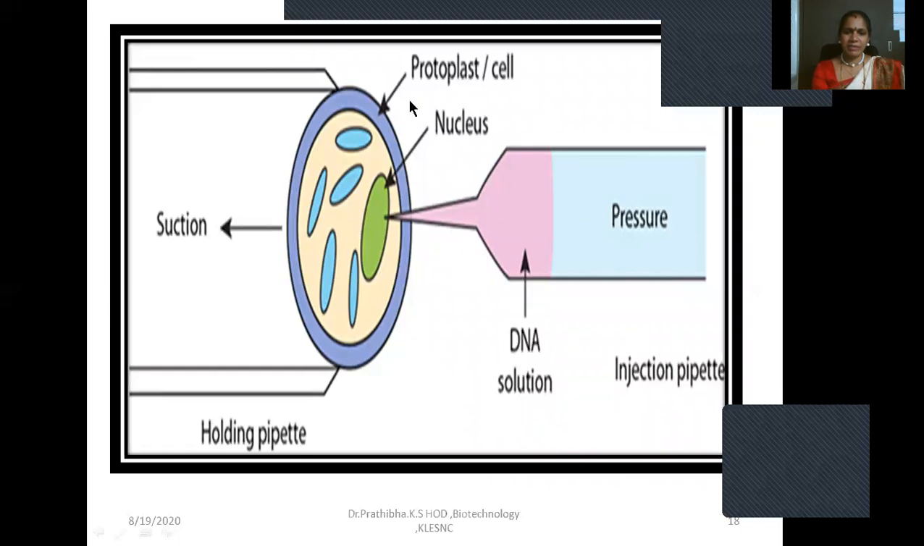You can see here the diagrammatic representation of microinjection, where you could see the transfer of DNA by using an injection pipette. This is the holding pipette with the suction, which is holding the protoplast or cell. Protoplast means a cell without the cell wall, that is the plant cell. Here you can see the nucleus. By using this injection pipette needle, which is directly introduced into the nucleus, we are going for the direct gene transfer to the host cell, specifically to the nucleus. You can see here the DNA solution in this injection pipette needle.